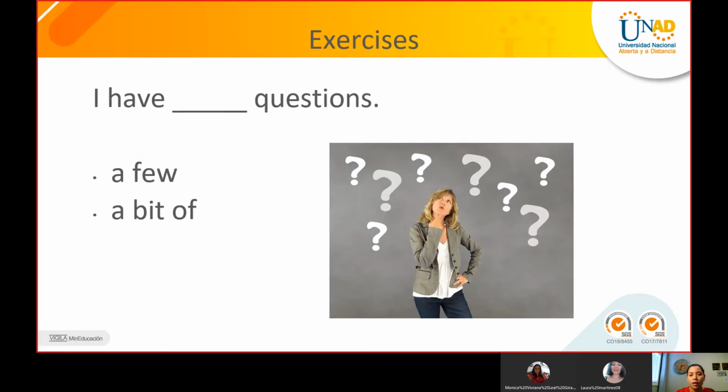So now here we have some exercises, right? And here I want you to tell me, which would be the best answer to fill in the gaps? So I have a few questions. Yes, a few. Why a few? Question is plural. Yeah, it's the plural form, right? So if it's plural, it's a countable noun, right?